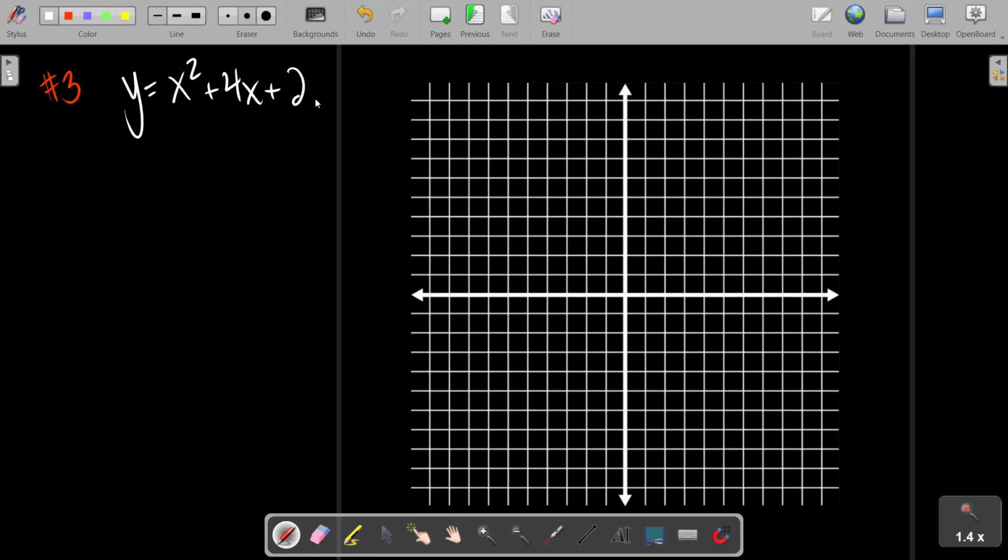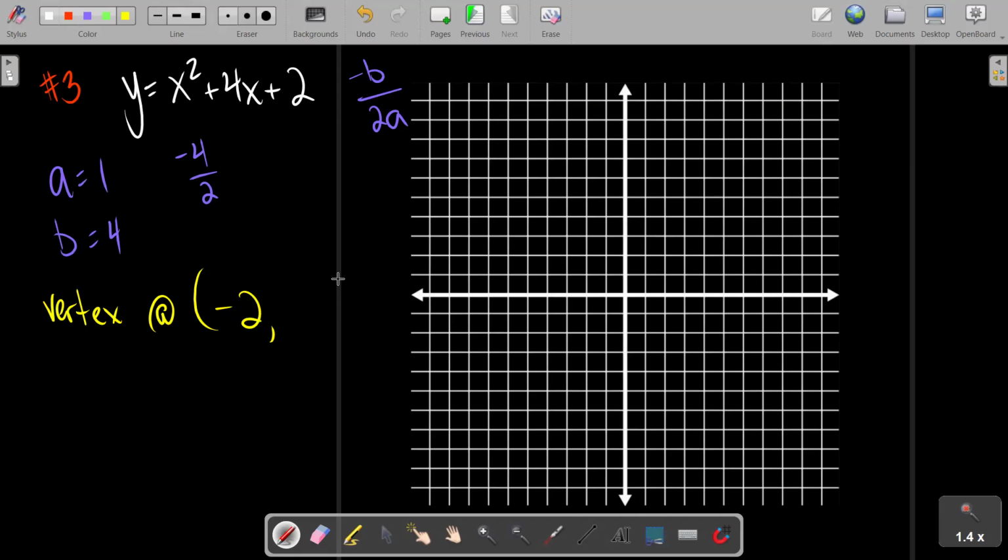Anyone wants to come along to number 3, come along for the ride. Your A value, I assume you know, is 1. Your B value is 4. And then when we plug into opposite B divided by 2A, we should have -4/2. And what does that equal? So we now know this. I'm going to write this in yellow. We now know that the vertex is officially at the point -2 comma something, right?